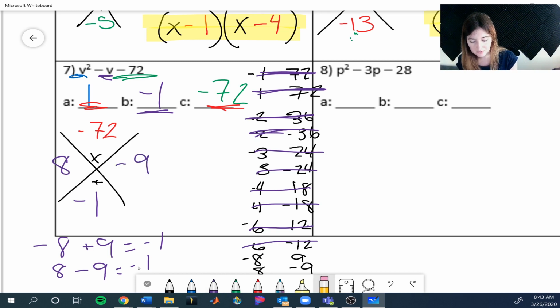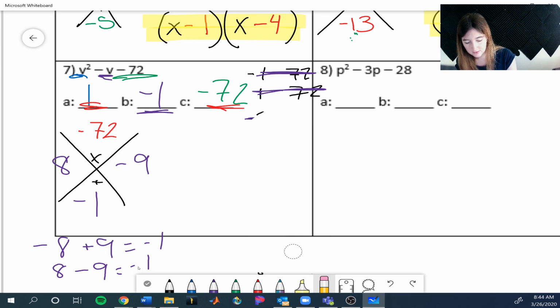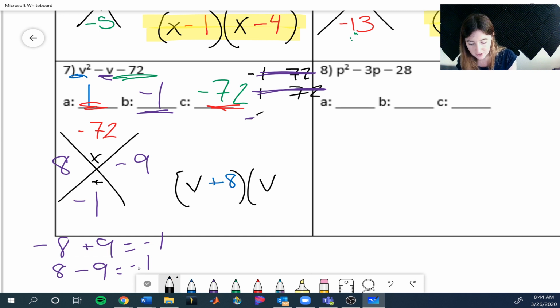So I'm going to go ahead and erase some of these factors because I don't need them anymore, and that will give me some extra space to write out my factors of b squared minus b minus 72. I keep my variable. I'm going to have a plus 8 because it's a positive, and a minus 9 because it has that minus sign there. This would be my answer.